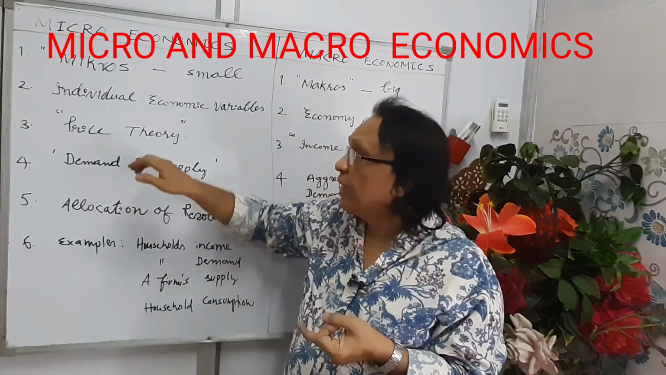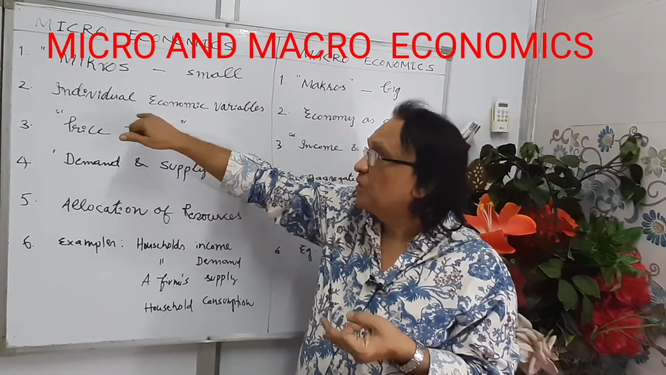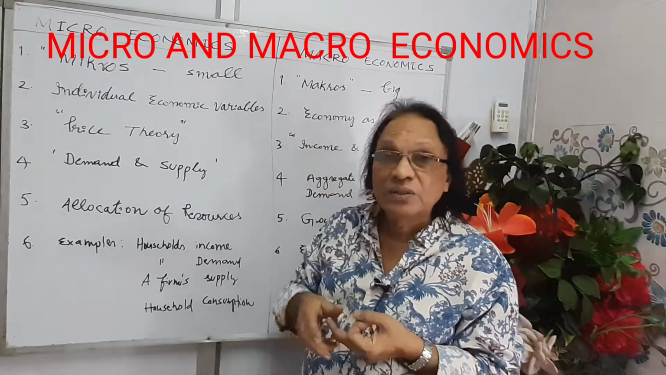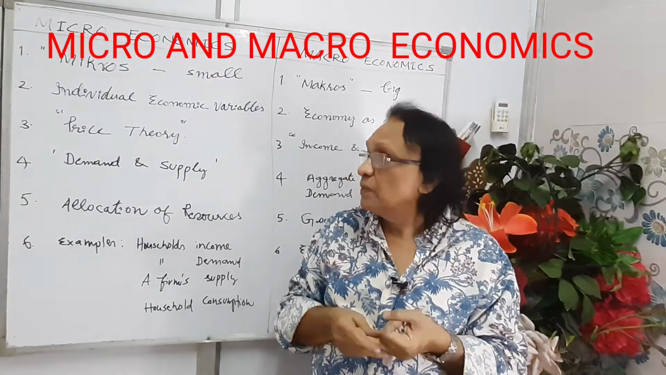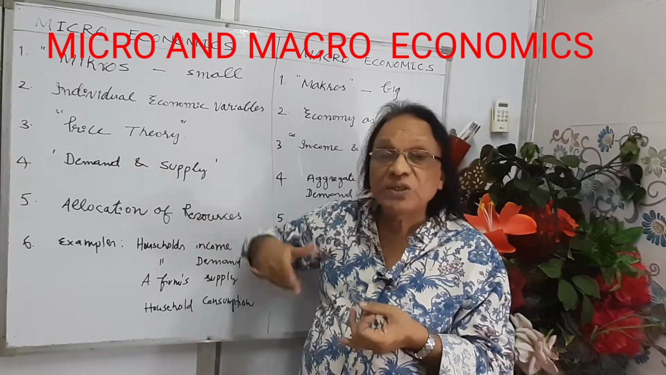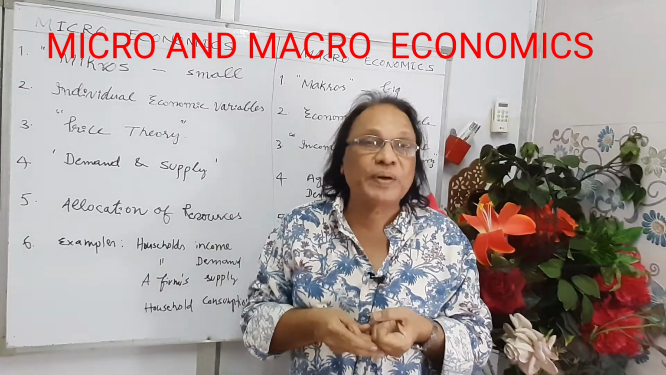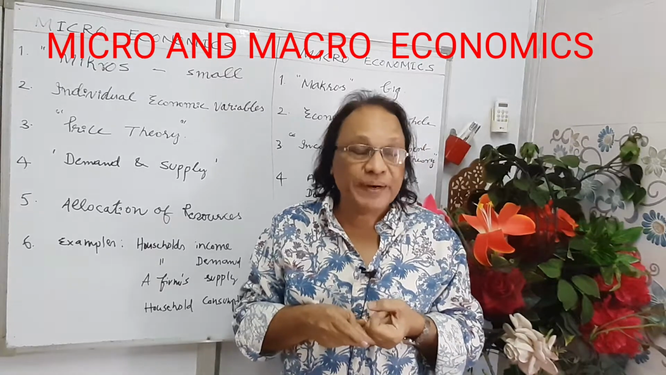And now we go to the next point. Microeconomics is about individual variables, while macroeconomics is the study of the economy as a whole. Microeconomics is called price theory. The other name given to microeconomics is price theory. Why do we call it price theory?